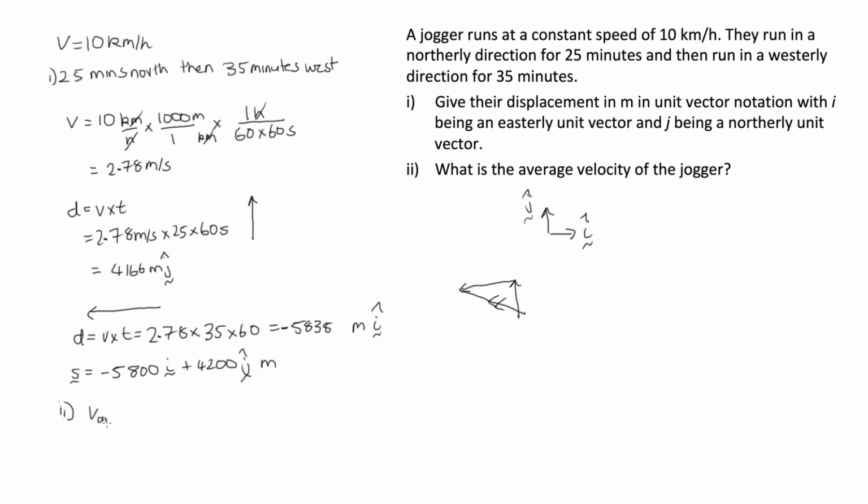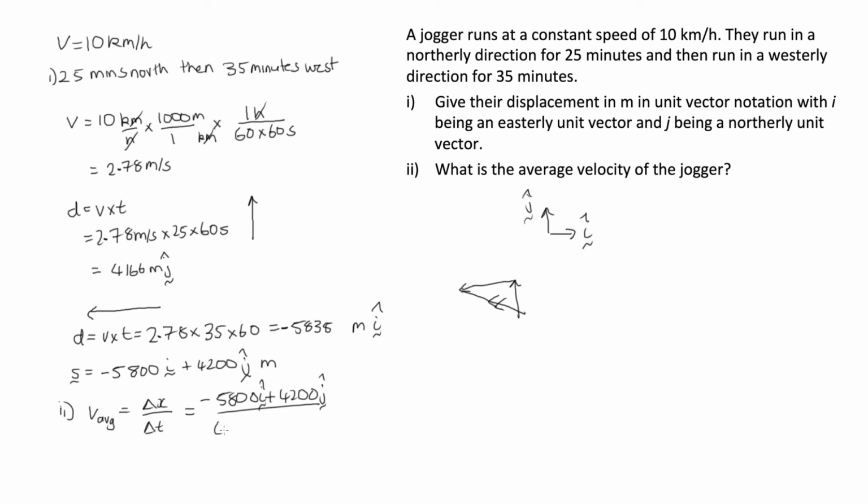Okay, so the average velocity is equal to the change in the displacement over the change in the time. This is a vector. So this is that vector that we've just calculated here. So this is equal to minus 5,800 I plus 4,200 J over the time. And this is the total time here.